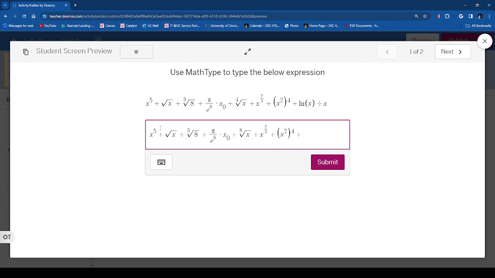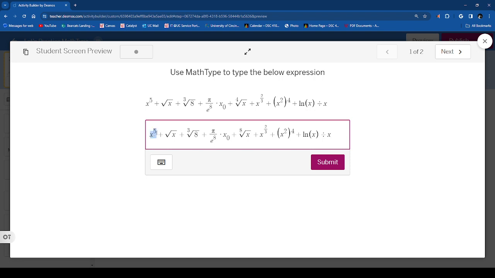And now here we've got the natural log. All we do is type in ln. You can see that it adjusts over to the MathType, ln of x. And now the division key, we don't use the forward slash. What we do is type in div. Div gets you that division key. And there we have it.